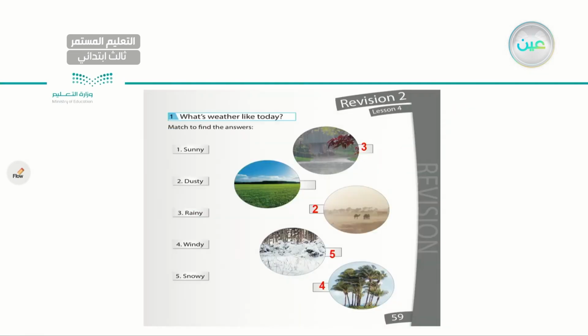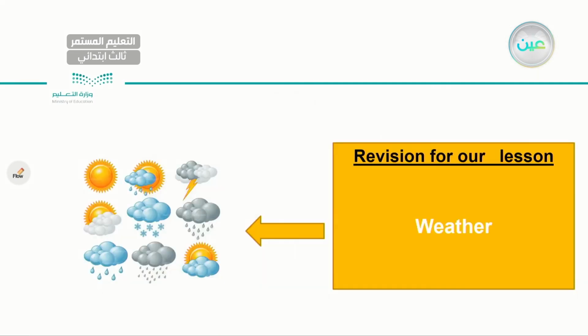As you can see here, I have number 1, sunny, dusty, rainy, windy, and snowy. I have sunny, that's number 1. Number 2, I have dusty. Number 3, I have rainy. So let's go ahead and match the numbers, windy and snowy. This is in your book at page 59.